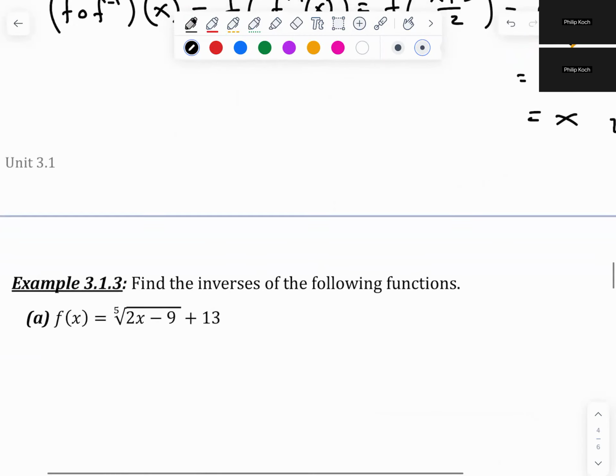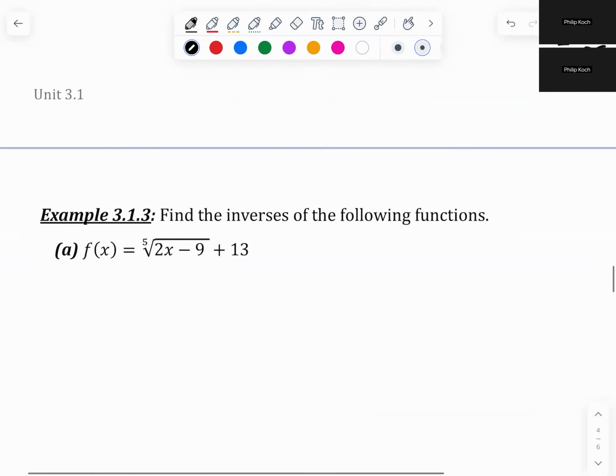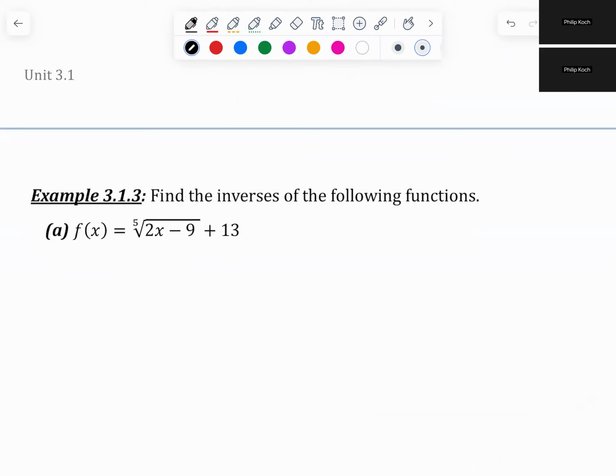But, okay, let's do an example. So f of X equals the fifth root of 2x minus 9 plus 13. So step 1 would be, or step 0 would be to replace the f of X with a y. So we get y equals the fifth root of 2x minus 9 plus 13. And we want to solve for X. We want to undo everything so that we get X by itself. So we don't want to take the fifth power first, because this is going to have to be FOILed out 5 times, and that'll make things awful. So first what we're going to do is subtract 13.